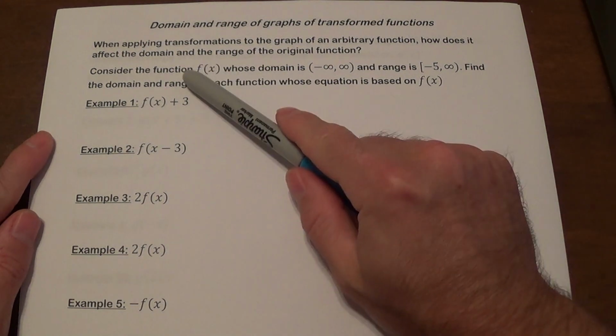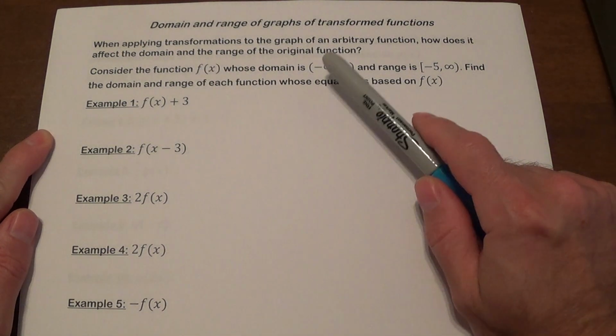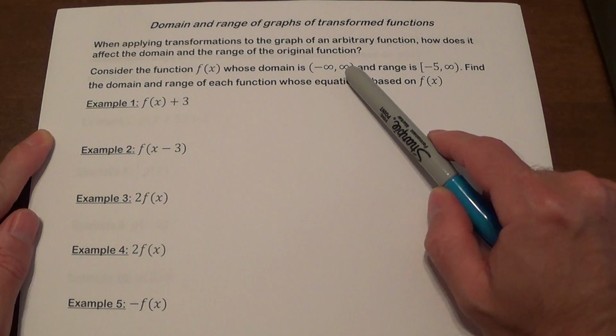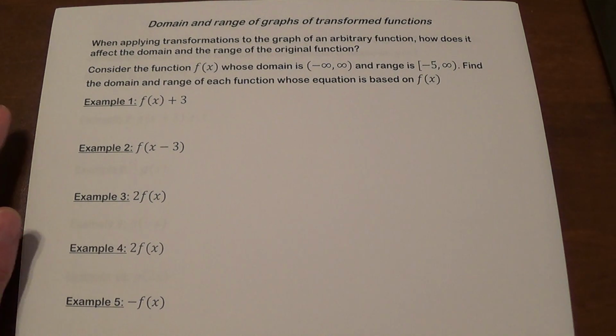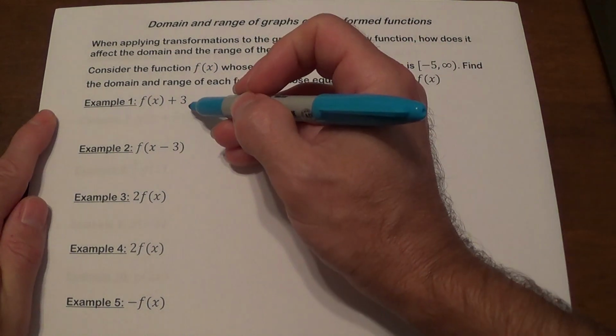We have some function f of x. We know its domain is going to be from negative infinity to infinity, all real numbers, and the range is going to be from negative 5 to infinity. And we need to find the domain of each of these functions whose equation is going to be based on that. So what happens with this one?